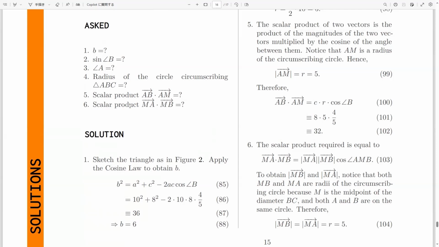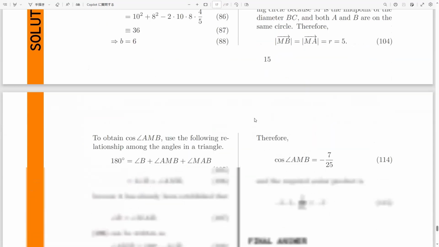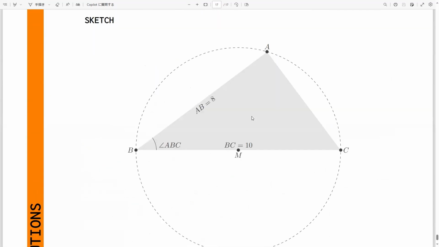Now, finally, we're going to look for the scalar product of MA and MB. In the drawing, you're going to see that MA is actually this part, and MB is going to be this part.